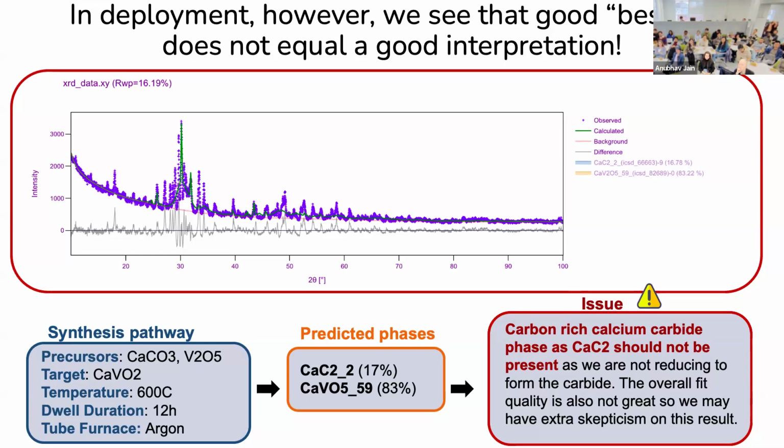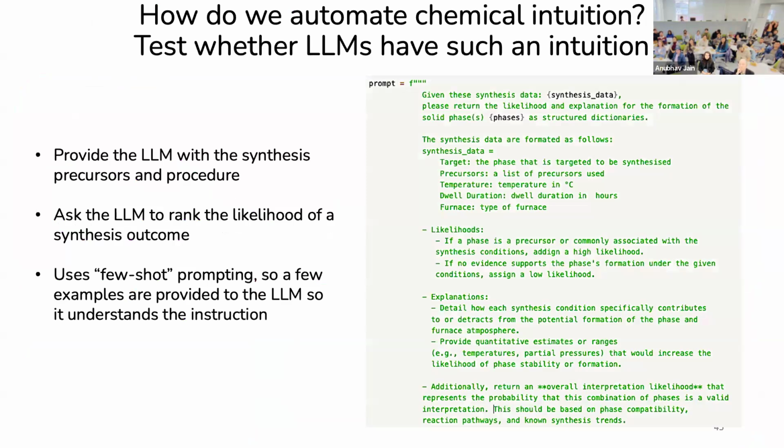Unfortunately, again, you could do all the numerical optimization that you want. You're not going to come up with a way to do that. So what you need is a way to automate chemical intuition. And one of the things we were doing is testing whether LLMs have this kind of chemical intuition that they can use to interpret XRD patterns.